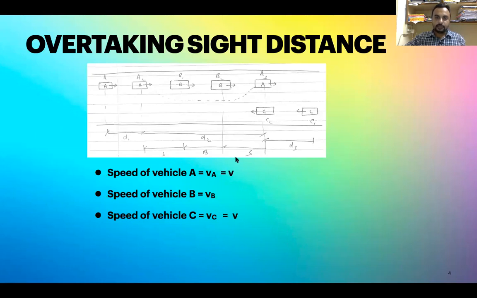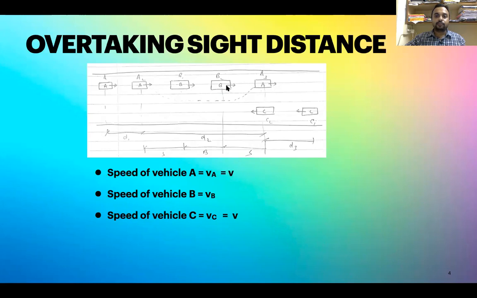So you may take some time, take a pause, you may draw down this figure on your notebook, and then try to understand step by step. Okay, so how many vehicles are visible in this figure? Three vehicles, A, B, and C.